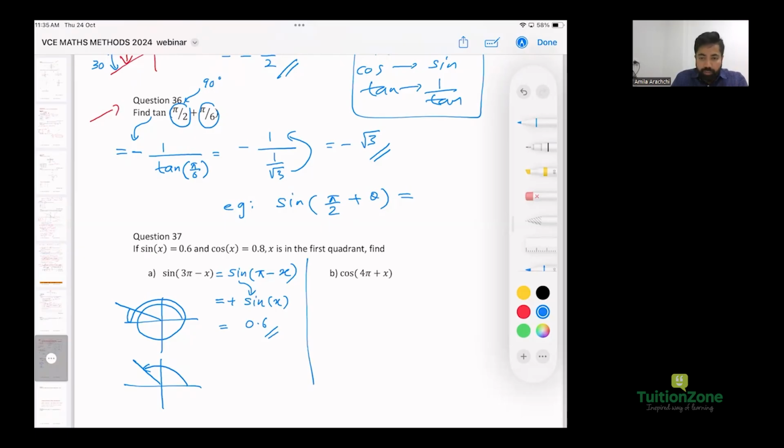So that's the method. Can you try part B? Any questions? Is part B just 0.8? Why? 4 pi means you go 2 full cycles, going back to the origin, isn't it? Exactly. This is 2 pi, that's 4 pi, and then plus x. You are here, so the answer is simply 0.8. These are easy questions just to understand how to approach.